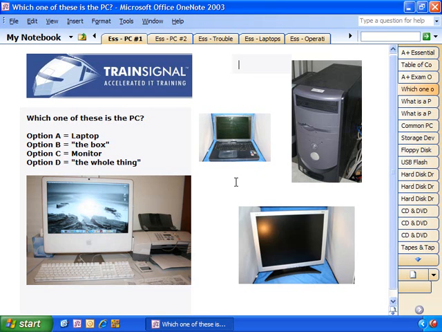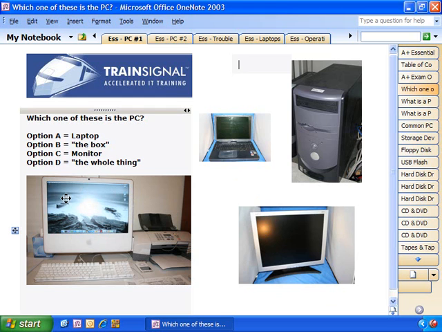Option B, the box, I call it. Here's this big box right here. Some people call it the CPU, some people call it the PC, some people call it my system, different names for it. But basically this is the box that sits under your desk and everything connects to. Then there's option C, which is over here. This is the monitor, flat screen LCD monitor. Is that a PC?